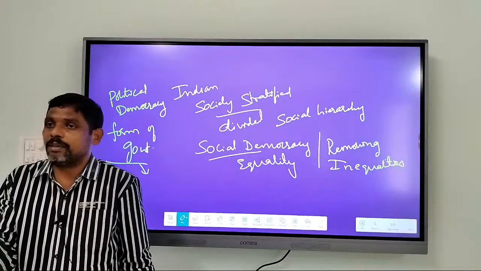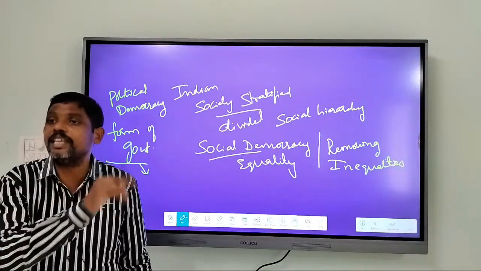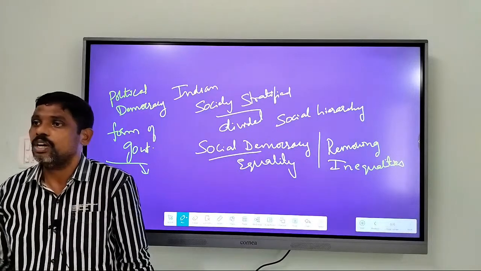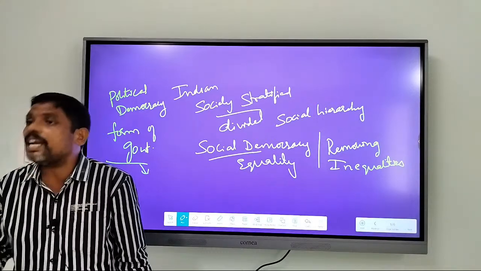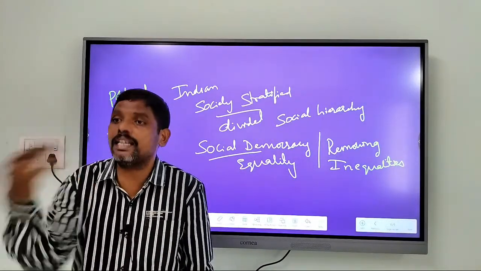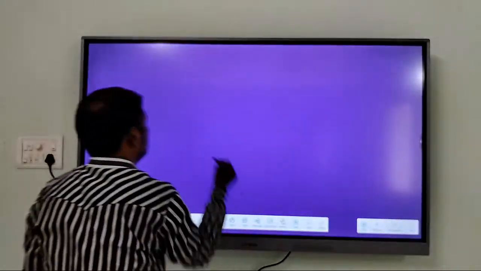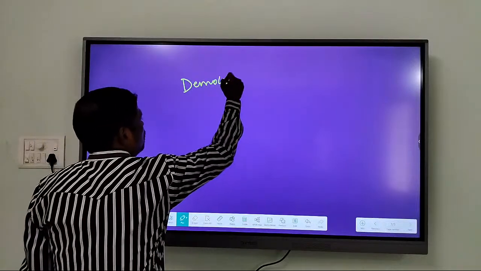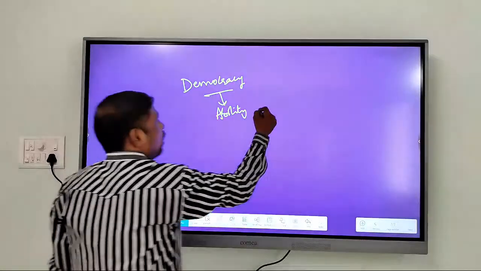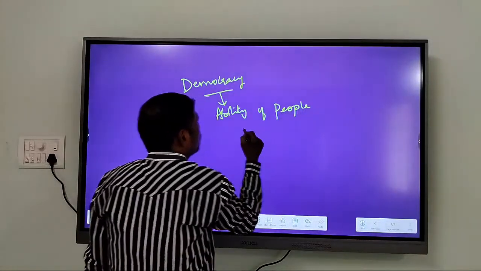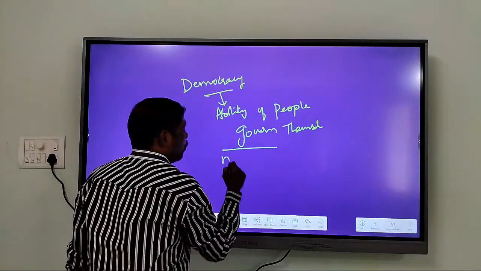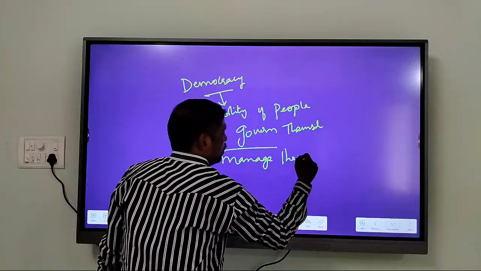If you take political democracy, it denotes that the power lies within the people. The basic assumption here is that people have the capacity to manage all their affairs. So, political democracy also denotes the ability of the people to regulate and govern themselves, to manage their own affairs.